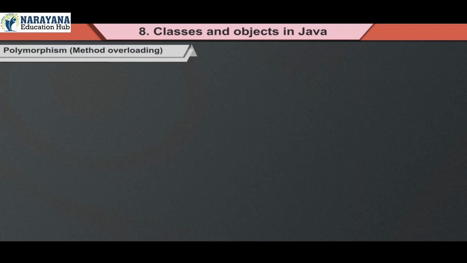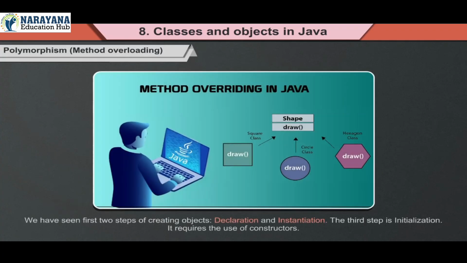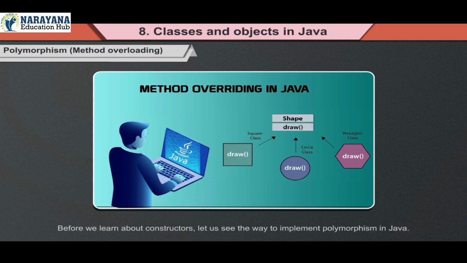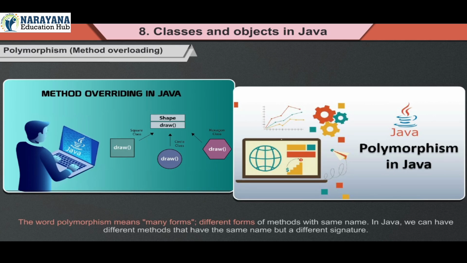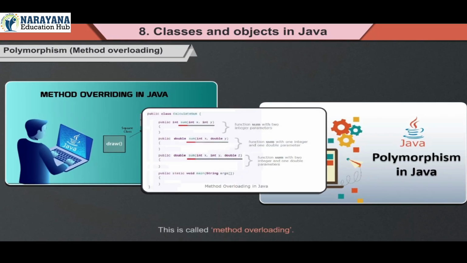Polymorphism, that is, method overloading. We have seen first two steps of creating objects, declaration and instantiation. The third step is initialization. It requires the use of constructors. Before we learn about constructors, let us see the way to implement polymorphism in Java. The word polymorphism means many forms, different forms of methods with same name. In Java, we can have different methods that have the same name but a different signature. This is called method overloading.